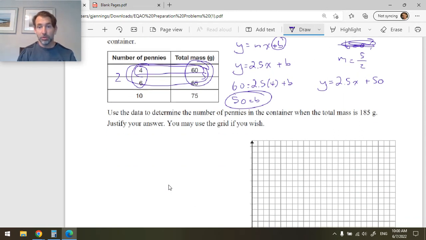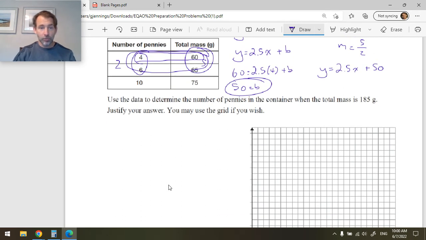Okay, so I need a little bit more space, so I'm going to come down here. What I do is I say y, just copy my equation, is equal to 2.5 grams per penny plus the weight of the container. And then I know that the total mass is 185, so put that in on the total mass side, is equal to 2.5 times the number of pennies plus 50. Why did I do the substitution there and not there? I was told the total mass is 185.